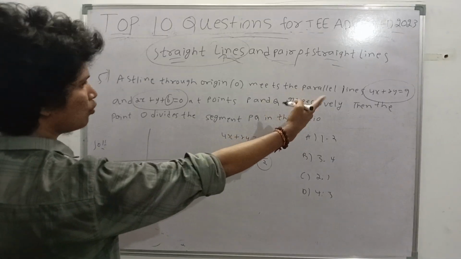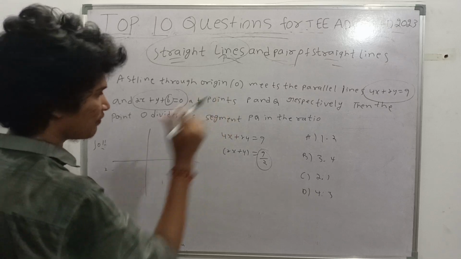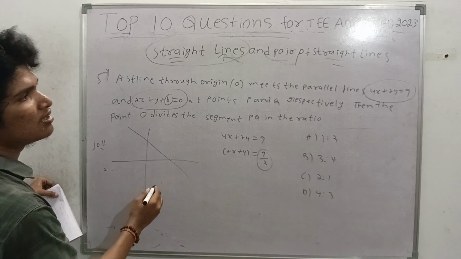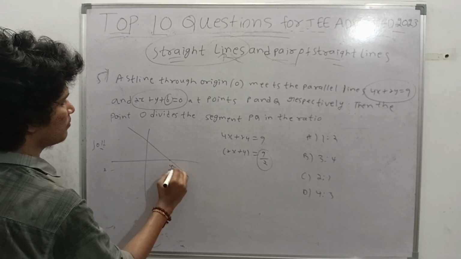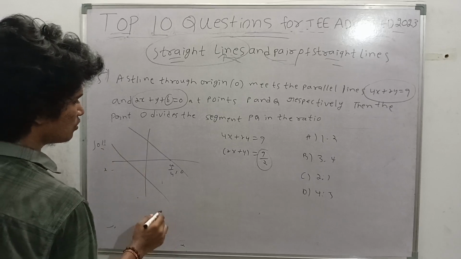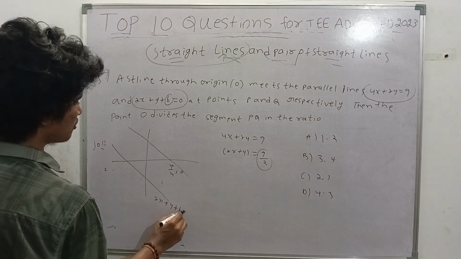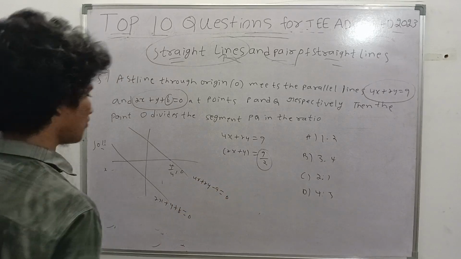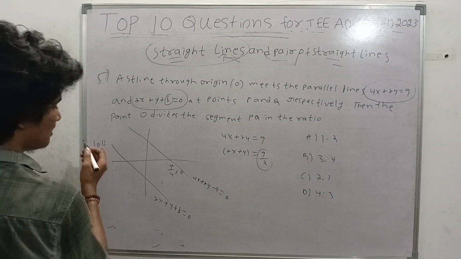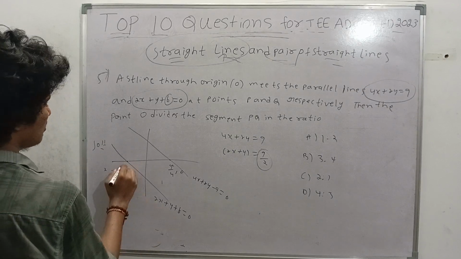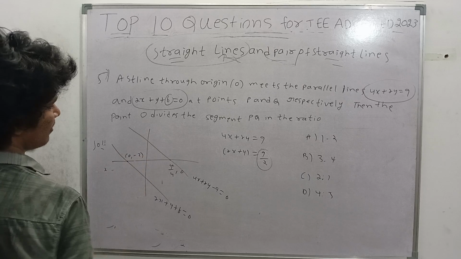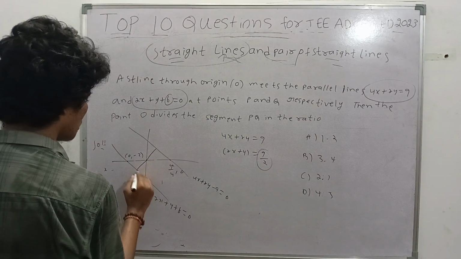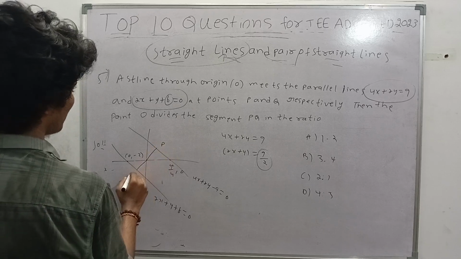Now what they are saying is a straight line through origin meets the parallel lines. When you do the graphical calculation, the first equation is a line that will intersect the x-axis at (9/4, 0). And there is another straight line, which is 2x plus y plus 6 equal to 0, and this other line is 4x plus 2y minus 9 equal to 0. If you observe, this intersects the axis at (0, -3). So from the origin a line is drawn and it intersects at P and Q.